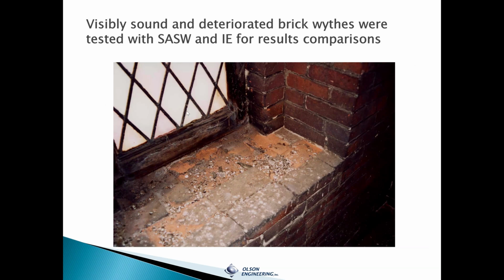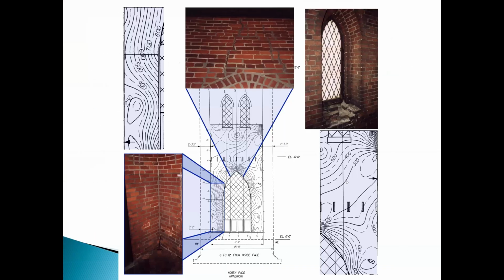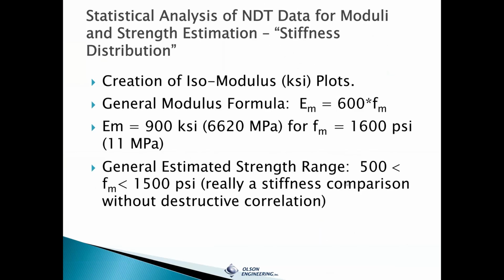It was absolutely critical that we have this basis of comparison because we had no other. Basically, we could see where it was really bad and really good, sound versus bad. Sound being good, and then bad being the cracked up, deteriorated mortar joints in the old church tower. So we did the comparison testing both across cracks as well as mortar joints that were deteriorated. So we did a lot of tests from different areas.